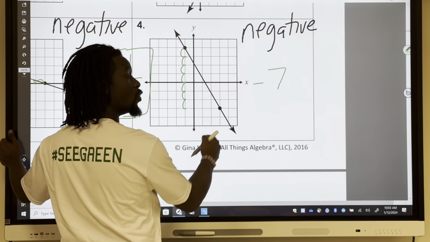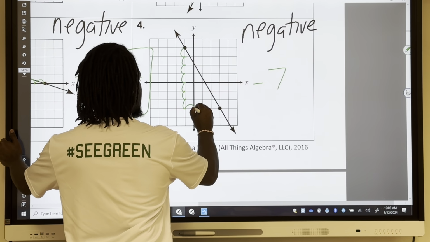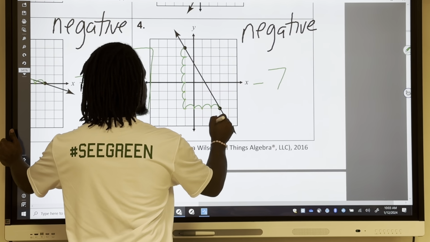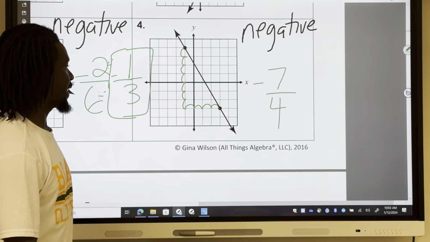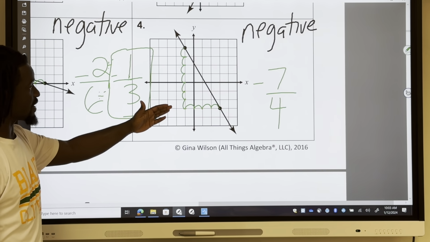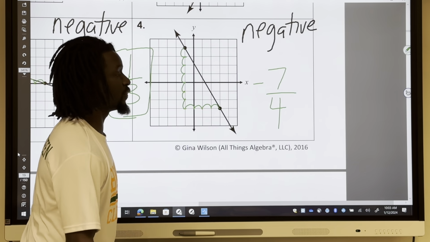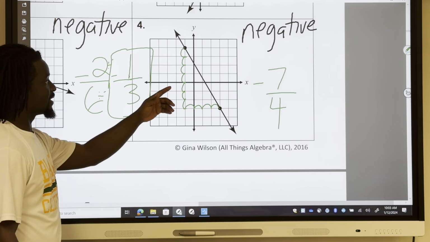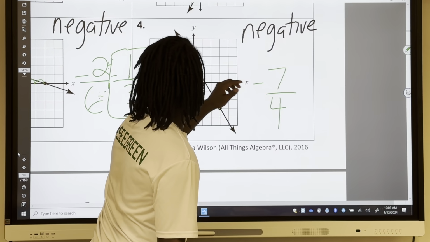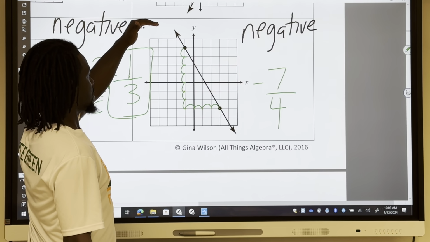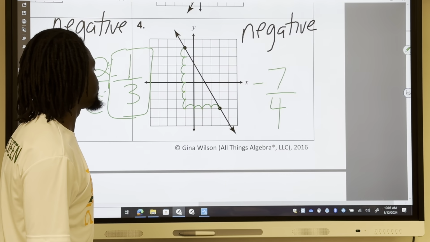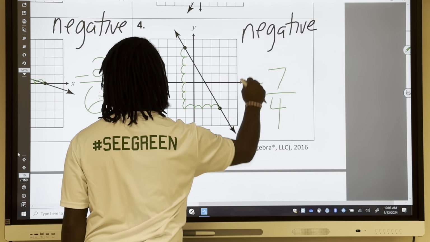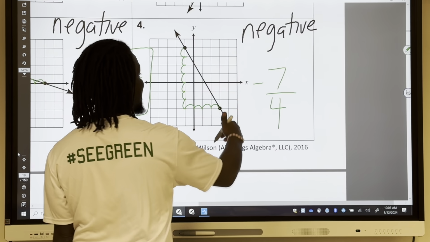And then I'm counting over to the point, 1, 2, 3, 4, and I'm going over 4. Okay? So went down 7, over 4, okay? And again, it's a negative because when I go down, I'm moving in the negative direction. Okay, so that's how I get my negative. And we see this is a negative slope.